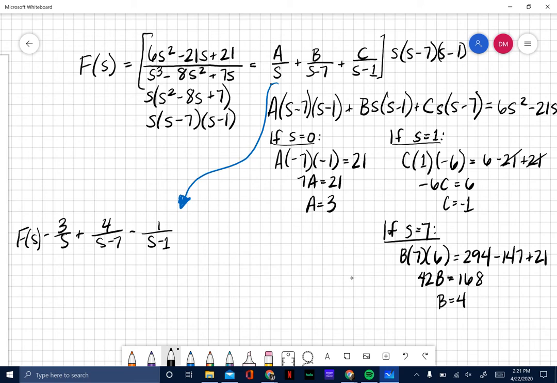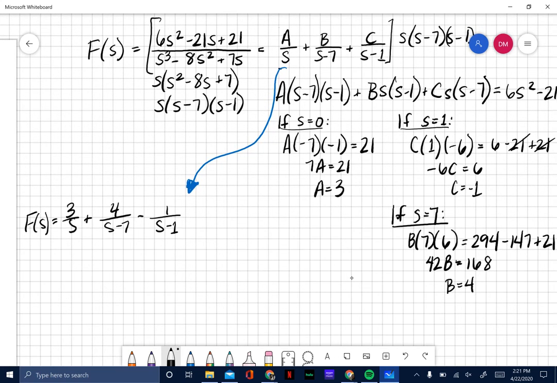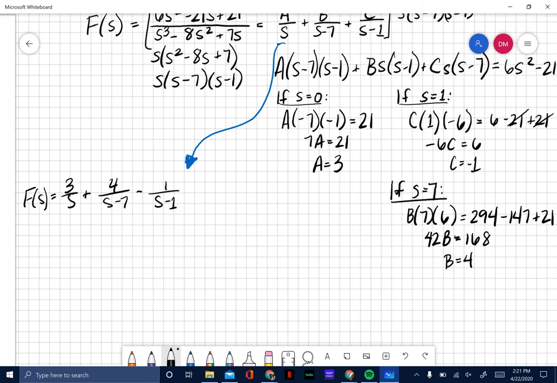So what we did here is we did all this algebraic stuff that we've learned in the past, but we've made hopefully something that's a little bit easier to take the inverse Laplace of, because again, that's the whole purpose here, is that we're doing this so we can have something that's easier to perform an inverse Laplace on. So we're going to do that. We're going to take the inverse Laplace of 3 over s.